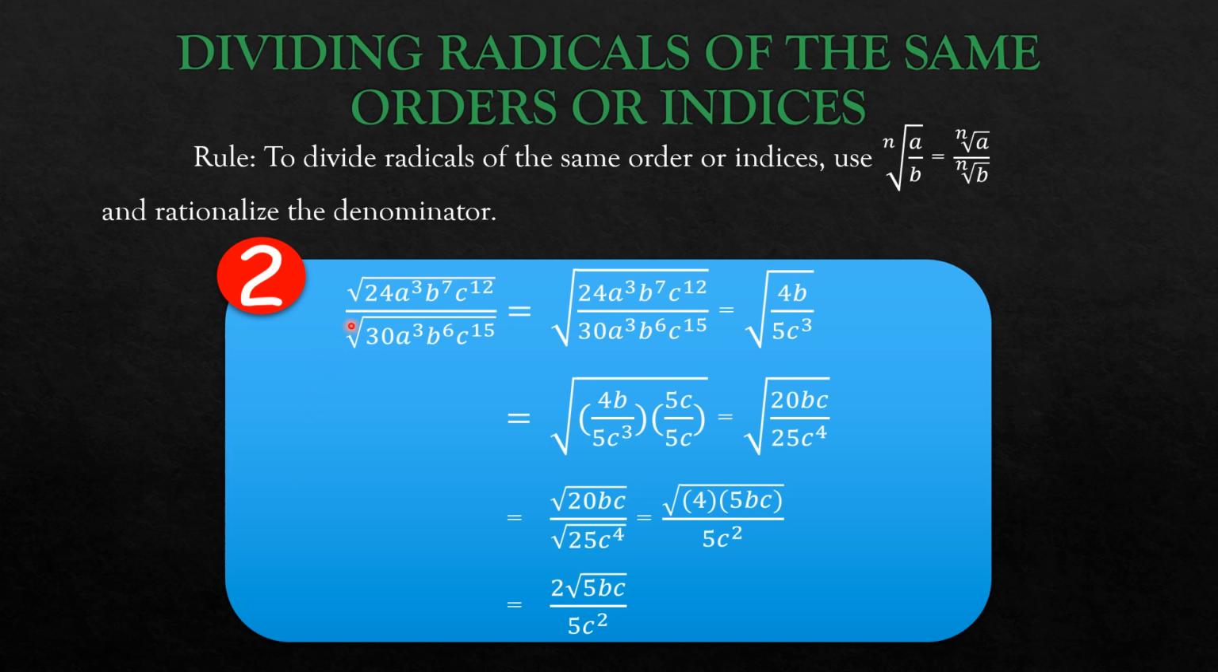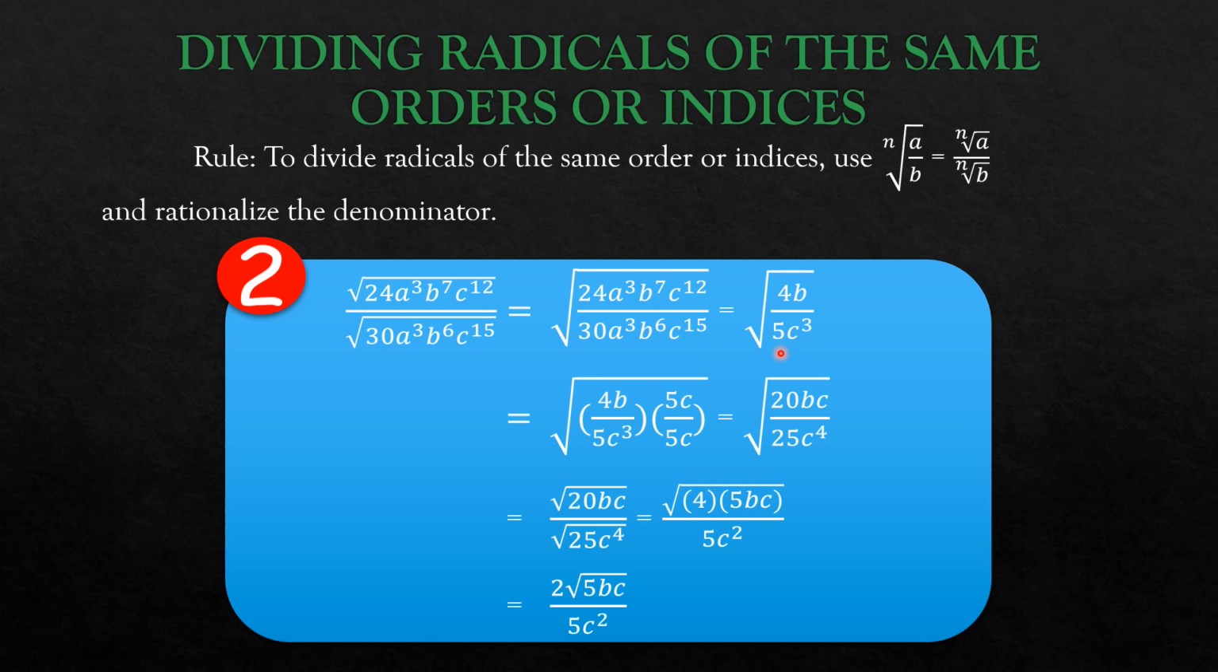Example 2, square root of 24a cubed b raised to 7 c raised to 12 divided by square root of 30a cubed b raised to 6 c raised to 15. So, again, using this rule, pinagsama ko lang sa isang radical sign or radical symbol. So, meron tayong square root of 24a cubed b raised to 7 c raised to 12 over 30a cubed b raised to 6 c raised to 15. And then, we simplify. Okay, so 24 over 30, that is the same as 4 over 5.